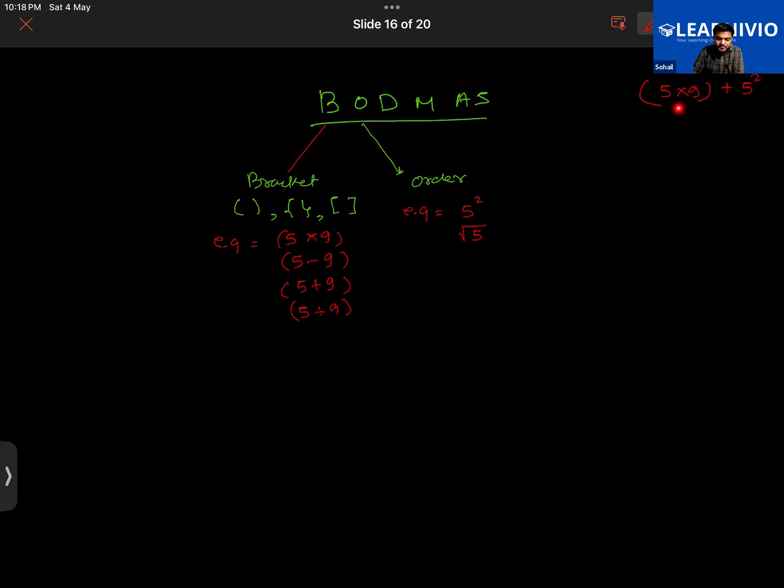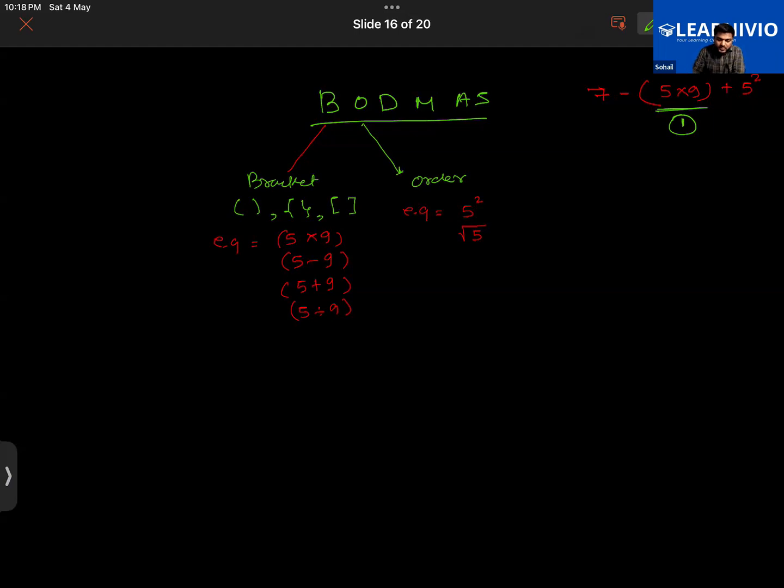Let's make it a little bit complex. Let's say 7 minus this. So the first thing I will be doing is the operation under the bracket, right? Then I would be doing this order, that is 5 square.